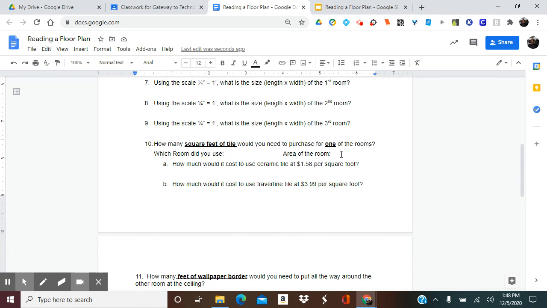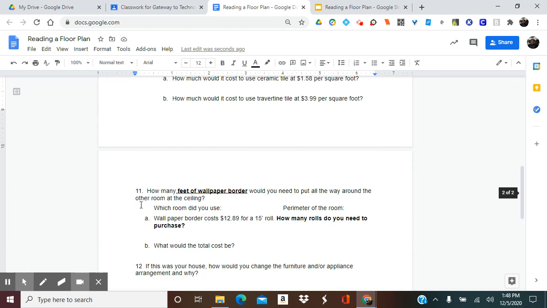You're going to tell me what room, what is the area of that room? So you have to do the math on that, and then the area of the room times ceramic tile, travertine tile. This is the same thing we did with estimating flooring activity. And then feet of wallpaper border, we're going to assume that's at the ceiling, okay, above the door.